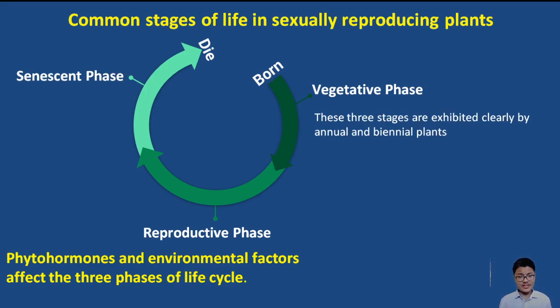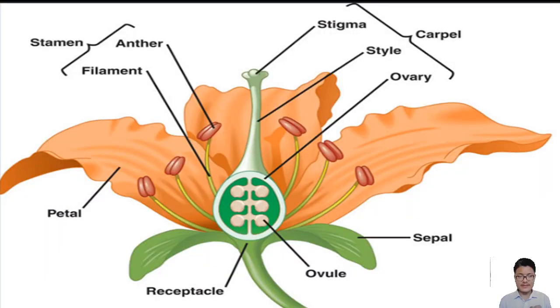These three stages are observed clearly in the case of annual and biennial plants. It is difficult for us to observe these three different stages distinctly in the case of perennial or evergreen plants. We know that flowers are the organ of sexual reproduction in plants.